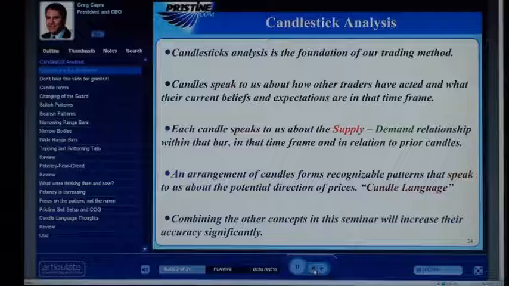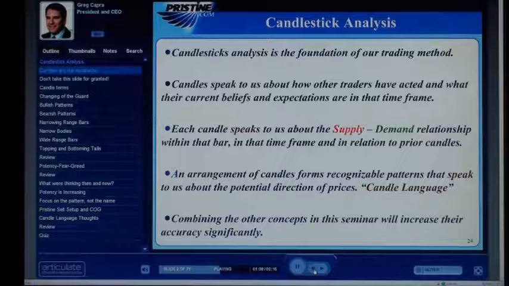Are their beliefs about that pattern coming to fruition? Meaning, if they're long, based on a buy setup, is it moving in the direction you anticipated? Or is that pattern beginning to fail? Right? We're going to delve deeper into this when we get into bar-by-bar analysis.